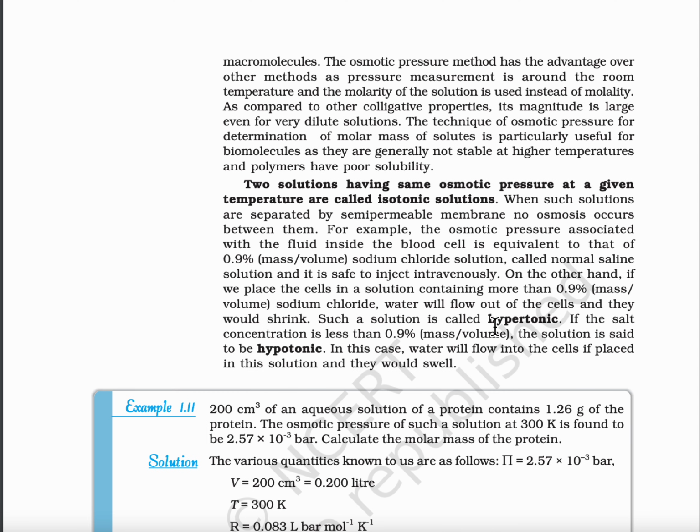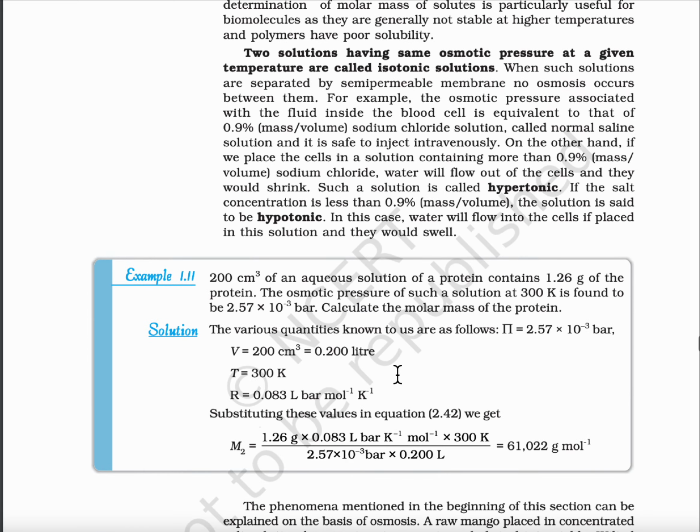Hypertonic solutions are those which are more concentrated than the cells, and if the salt concentration is less than 0.9%, then it is more dilute than the blood cells. This kind of solution is called hypotonic. Hypo means less than 0.9% and hyper means more than 0.9%. In this case, water will flow into the cells if placed in the solution and they would swell, because now water is more concentrated than in the hypotonic solution. So the solvent would move from the hypotonic solution into the cells, thereby making the cells swollen.